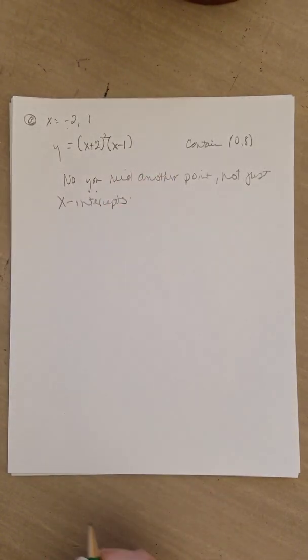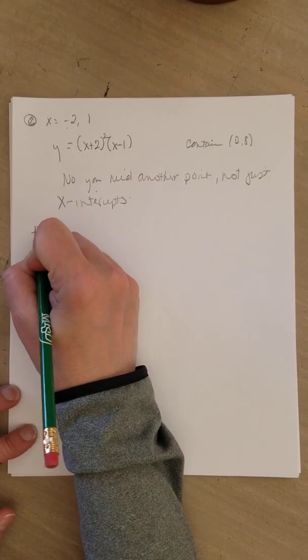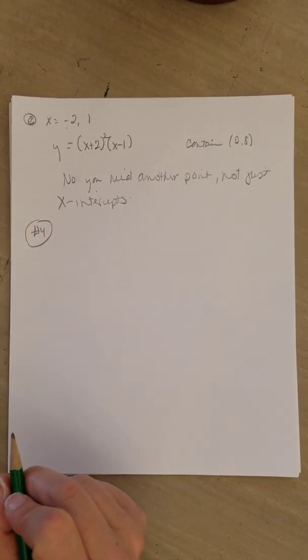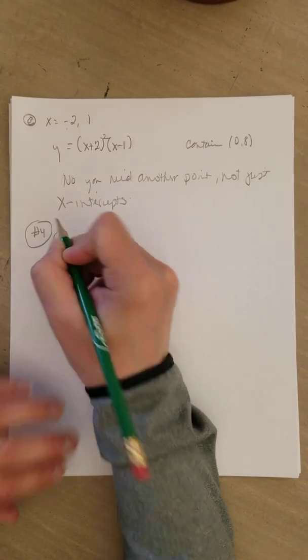Not just the x-intercepts. You just need a point. So if you have the x-intercepts and a point, you are good to go. That brings me to number 4. There's a couple of them. I have A, B, and C. This is where we're ending our little journey today.